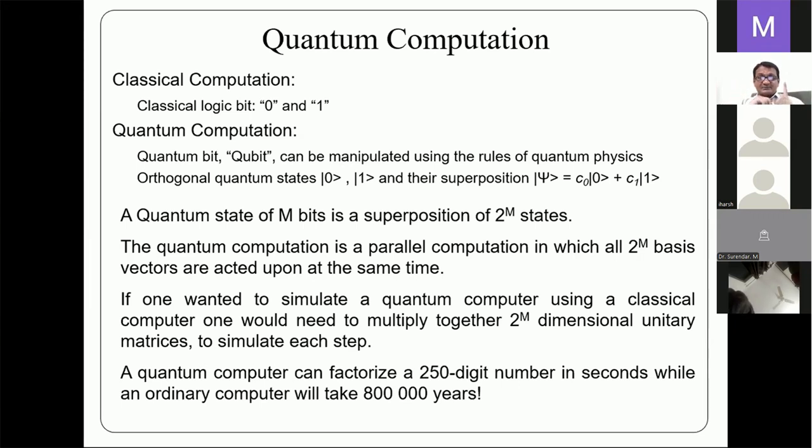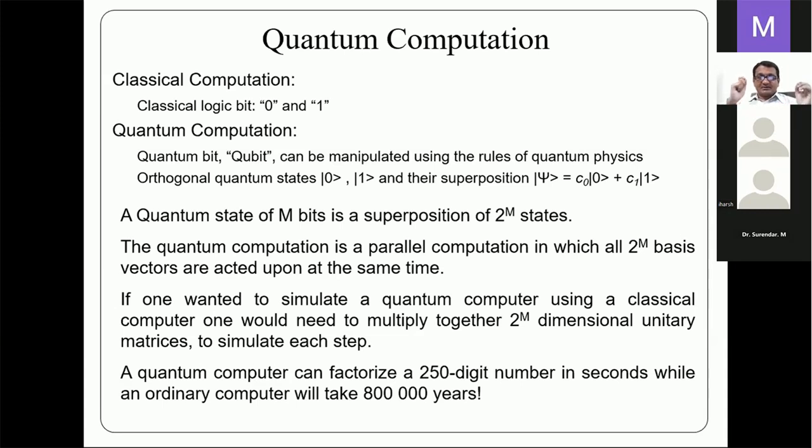If one wanted to simulate a quantum computer using a classical computer, with the help of our existing computer, then one would need to multiply together 2 raised to m dimensional unitary matrices to carry out one step. To carry out one step. Please see the comparison. We are again connecting it to sequential. Meanwhile, there was parallel computing and parallel algorithm in the discussion, which does better than sequential algorithm. But still, you can see the difference.